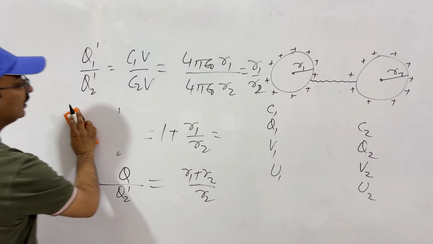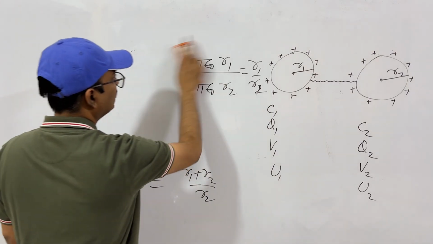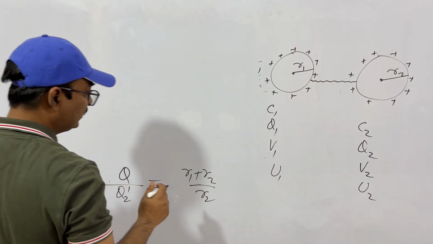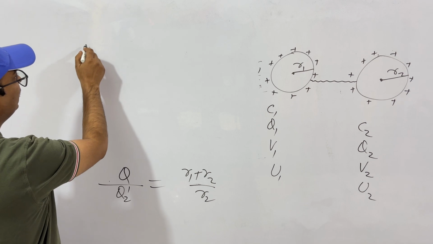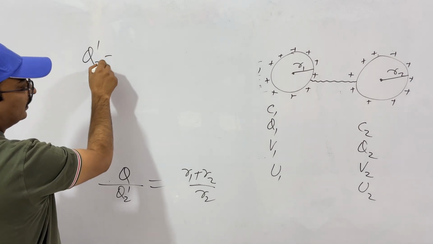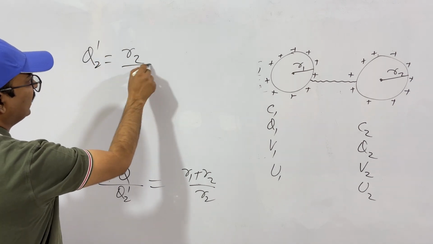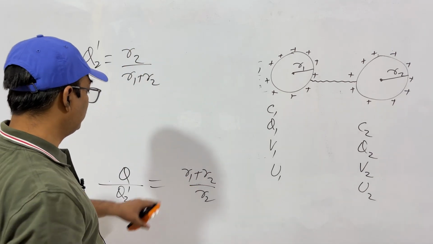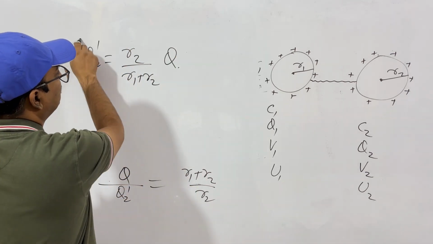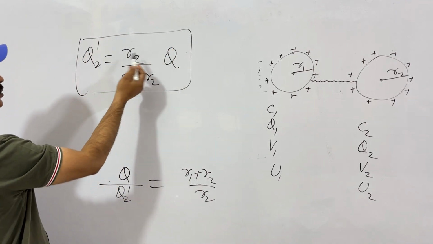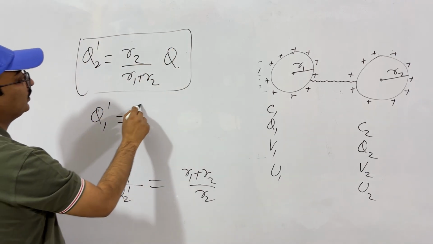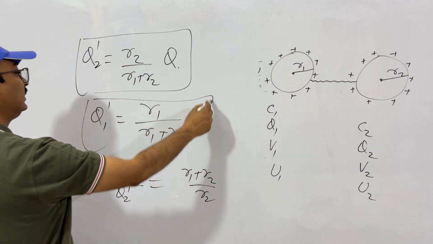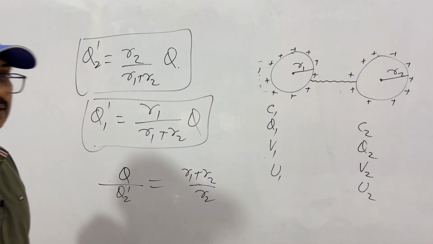So from here you have a relation which is useful. You'll need it when solving objective questions. So from here you can write Q2 dash is equal to R2 by R1 plus R2 times Q, that is, this fraction of the total charge. Similarly, you can write Q1 dash as R1 by R1 plus R2 times Q. So this you'll need when solving objective questions.